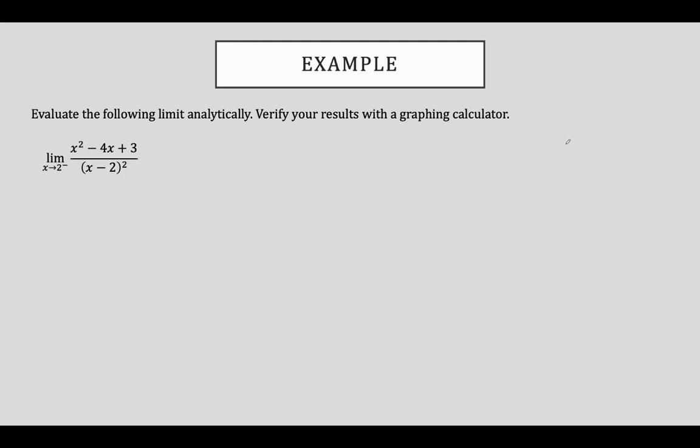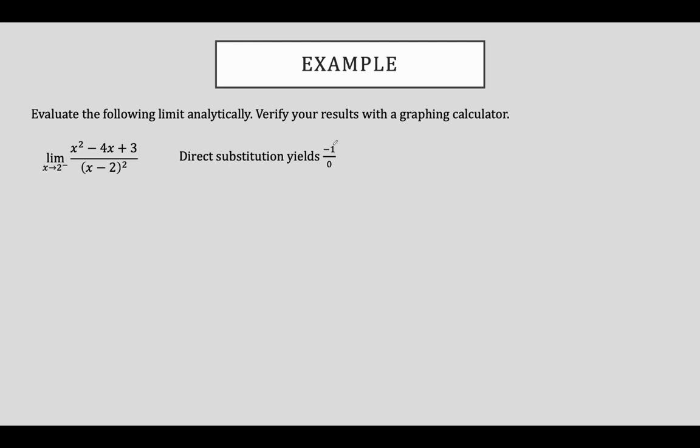Let's look at another one. Evaluate the following limit analytically. Verify your results with a graphing calculator. So in this case, we have the limit as x approaches 2 from the left. Again, we always start off by trying direct substitution. 2 squared is 4 minus 8 plus 3. Well, 4 minus 8 is a negative 4 plus 3 gives me a negative 1. I plug in 2 into the denominator. I get 0 squared. I get negative 1 divided by 0.